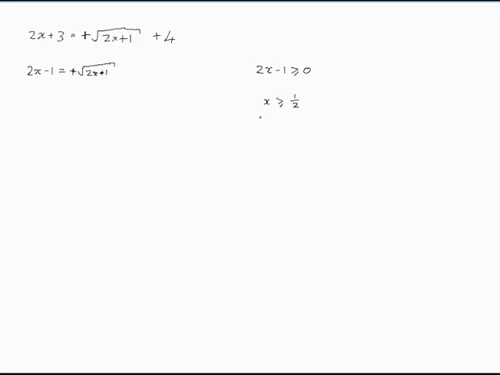So that's one limitation our solution will have to satisfy. X must be greater than or equal to half. For example, if we square both sides and we find out x is equal to 3 or minus 50, for example, then we know the minus 50 solution wouldn't actually be a solution because it doesn't satisfy this constraint. So that's one constraint we know.